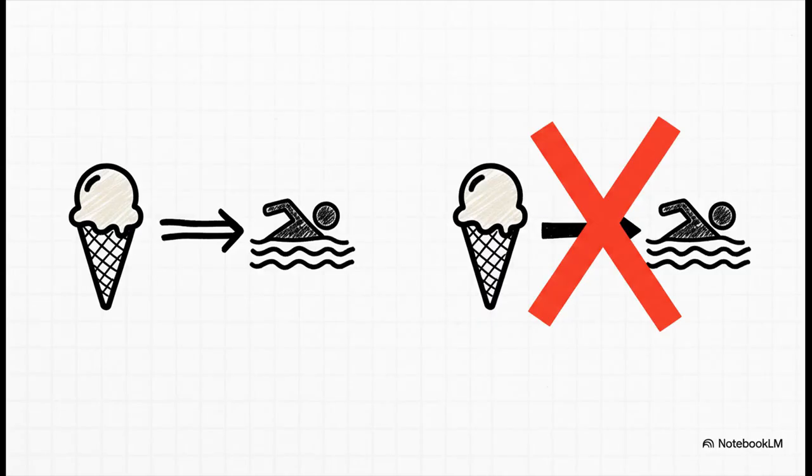All this means is that just because two things are correlated, it doesn't mean one is causing the other. Our ice cream and drowning example is perfect proof of this. So, unless the data you're looking at comes from a properly controlled experiment, you can only say there's an association. You can never claim there's a cause and effect relationship.